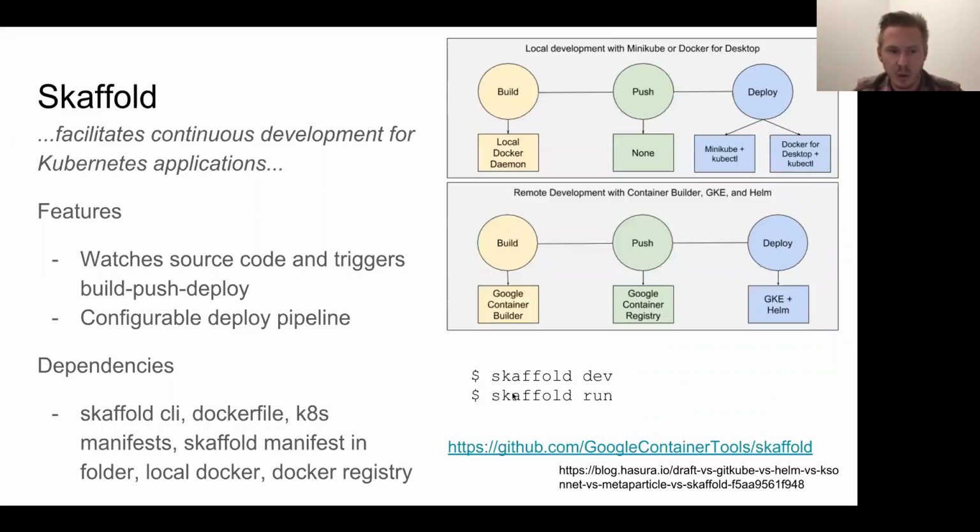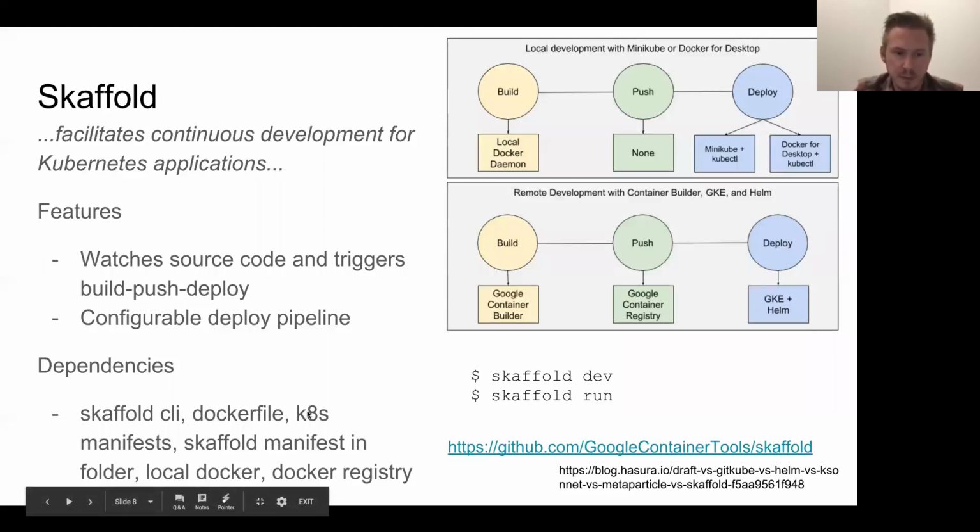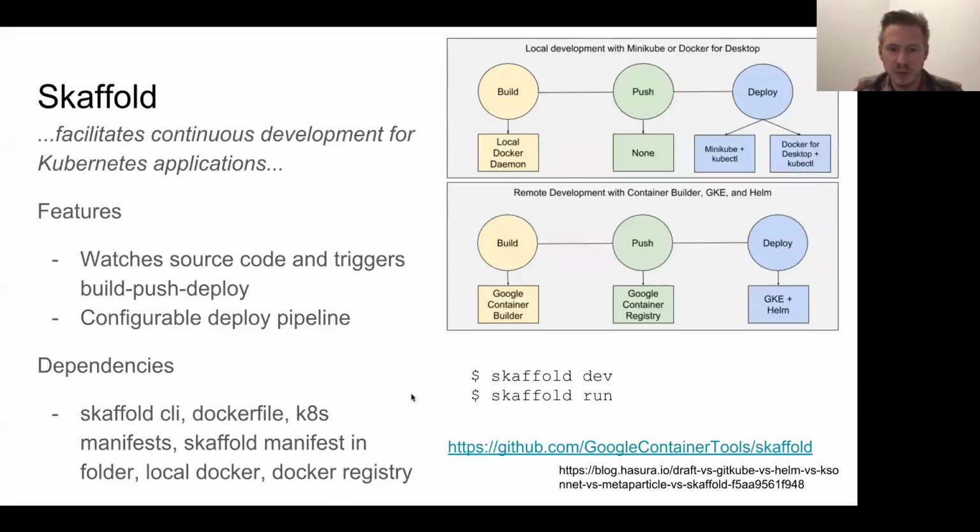And skaffold run is like a one shot of the pipeline. There's a CLI you need to install, and Dockerfiles and Kubernetes manifests and so on need to be in the project checkout.